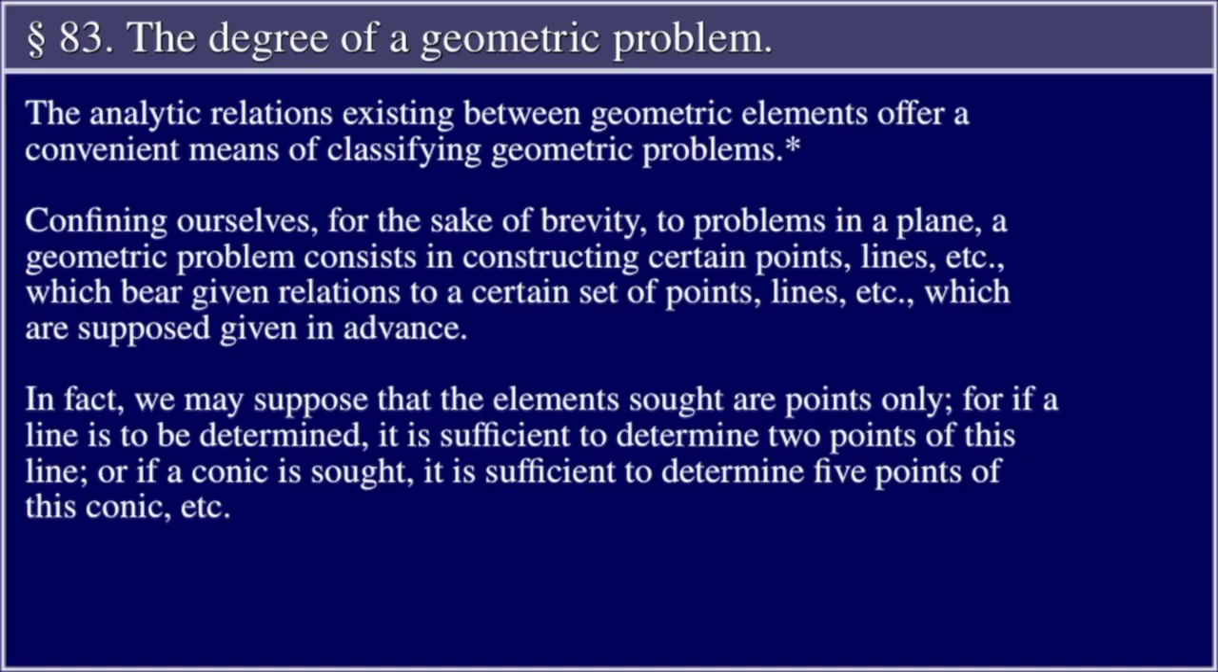The analytic relations existing between geometric elements offer a convenient means of classifying geometric problems. Confining ourselves, for the sake of brevity, to problems in a plane, a geometric problem consists in constructing certain points, lines, etc., which bear given relations to a certain set of points, lines, etc., which are supposed given in advance. In fact, we may suppose that the elements sought are points only. For if a line is to be determined, it is sufficient to determine 2 points of this line. Or, if a conic is sought, it is sufficient to determine 5 points of this conic, etc.